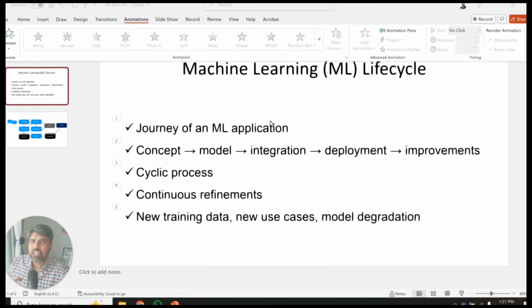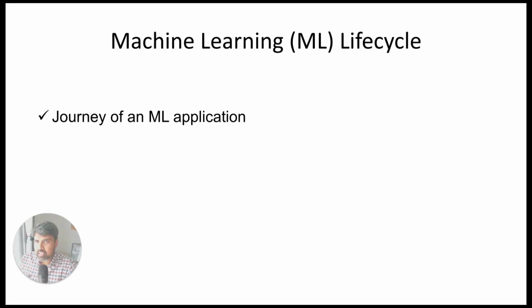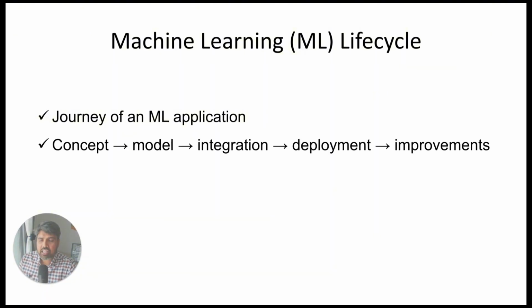First, we will go into details about MLOps and how we can take it further. Every machine learning ops follows a life cycle. Once we understand the life cycle, the journey of the ML application goes through a concept, a model, an integration, then it is deployed, and then we do improvements. In the next slide, I will show you more details of how things work.